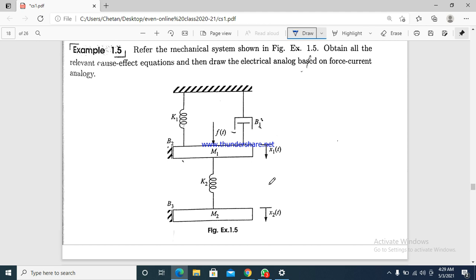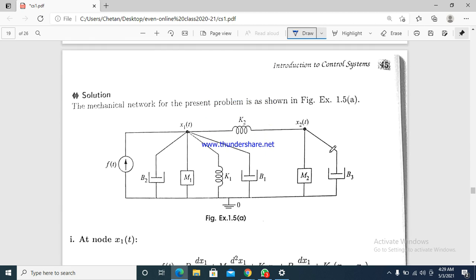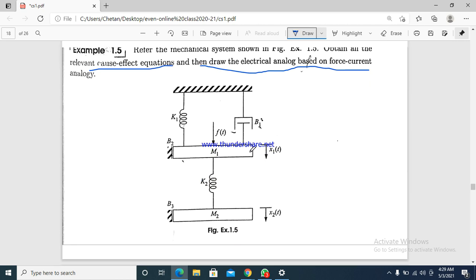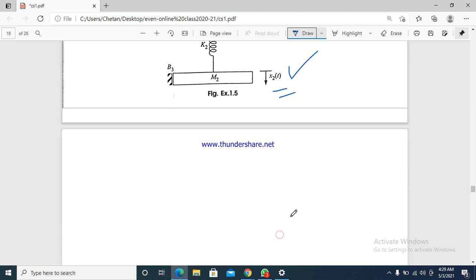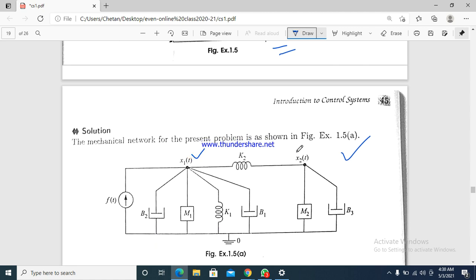First I will read the problem. Obtain all relevant force-balance equations and then draw electrical analogues based on the force-current analogy. First, I will draw the mechanical network. Here you can observe there are two displacements, x1 and x2. These two displacements are two nodes. What are the two nodes? x1 as well as x2.